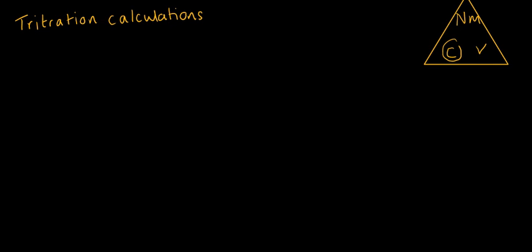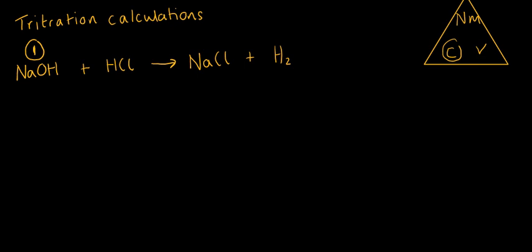Let's imagine I have an alkaline, such as sodium hydroxide, and an acid, such as hydrochloric acid, and they react in a neutralization reaction to create NaCl and H2O. What are we looking at with this? We can see that 1 mole of sodium hydroxide has reacted with 1 mole of hydrochloric acid, and that's going to be of importance later.